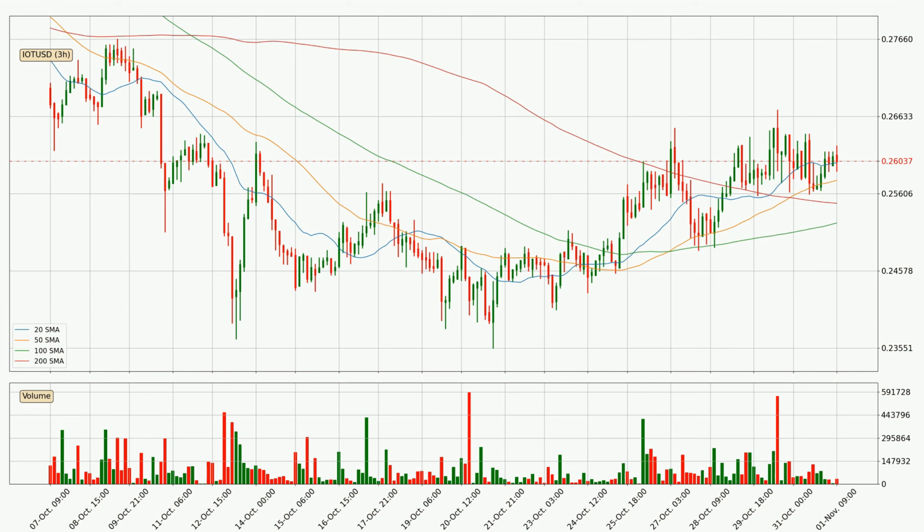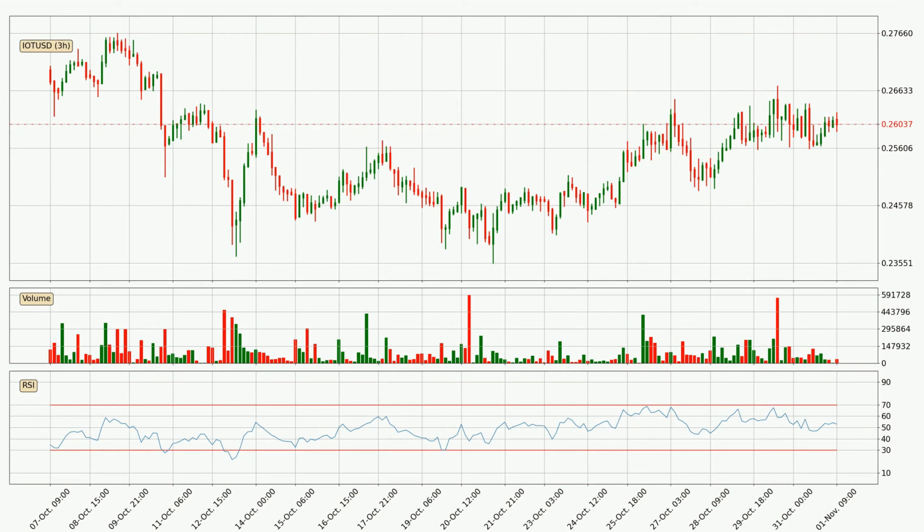For longer price development, the daily time frame should also be considered, as the shorter time frames are not as accurate. Jumping to the 3-hourly relative strength index, the current 3-hourly RSI is at 53, so it doesn't show signs of overbought or oversold conditions at this point.